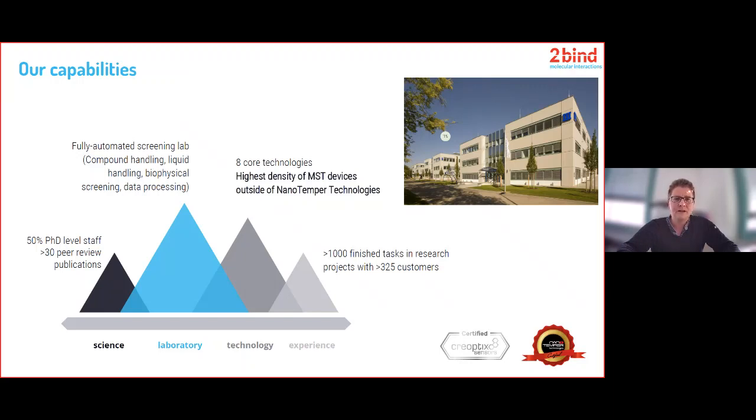That's very important. And besides that, we also, of course, have to have different technologies, because what we want to offer is a very diverse set of technologies and assay formats that allow really to choose the right tool for the project that our customer is working on. So we have 8 core technologies, and specifically for some of these, we have rather large capacities, such as the MST. And last but not least, experience is also something very important. So TwoBind has been on the market for 10 years now. We've finished around 1,000 different tasks in research projects with more than 325 customers. And since we claim to be biophysics experts, it's very important for us to have innovative, competent partners also on the technology side. And we're really happy to be partner of Creoptix, but also on the Nanotemper side.